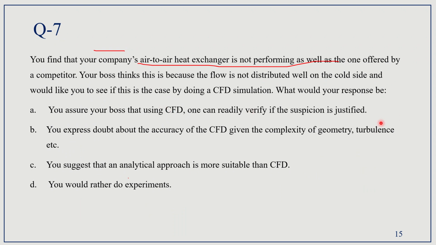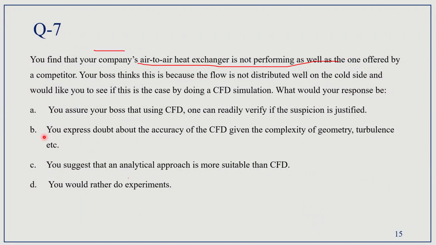So we can say whether that particular claim is true or false by doing CFD simulations, and we can say whether the flow is distributed well or not, or if any other things are causing it, which can be dealt with further. So initially we can say whether the suspicion is true or false by using a CFD simulation, that is, whether the flow is distributed on the cold side properly or not. So option A is true.